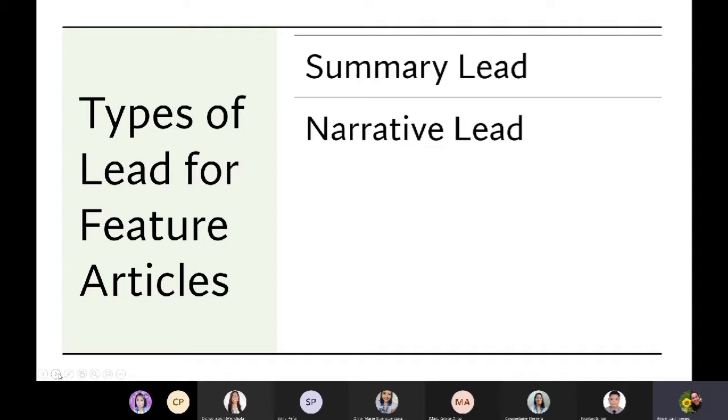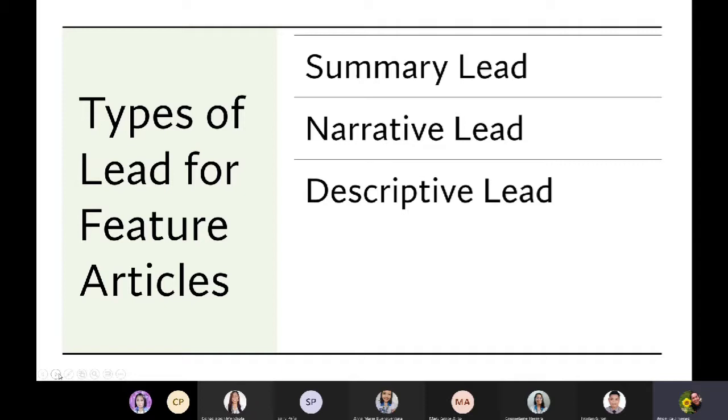And also, it is not necessary that you need to have a short introduction. Sometimes nga, 3 to 5 paragraphs ang inaabot for the lead of a feature. It depends talaga. And then descriptive, you are describing what you are seeing. Like for example, the girl is breathing heavily as he go inside the classroom.